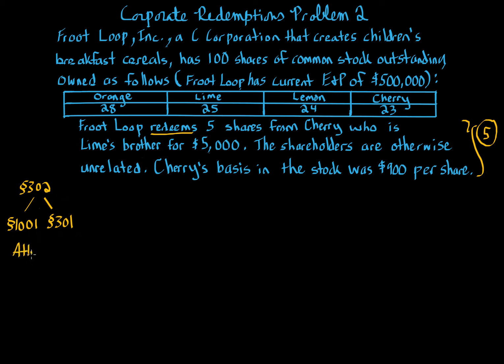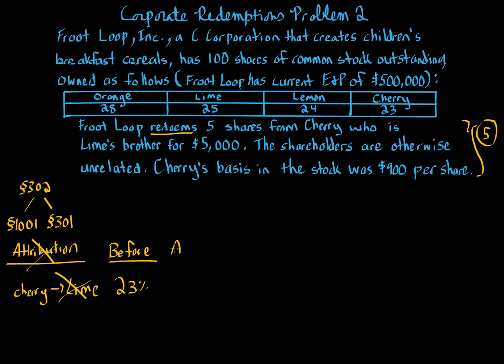So our attribution analysis, we've got Cherry, who's at issue, and Cherry has a sibling because Cherry is the brother of Lime. So Cherry has a sibling, and that's Lime. The rules say that family attribution applies to parents, children, and grandchildren, and spouses, but not to siblings. So that means that there's no attribution here. It's just going to be direct ownership by Cherry. So let's go ahead and do the before percentage and the after percentage. So the before percentage, of course, is the number of shares that Cherry has, 23 over 100, 23%.